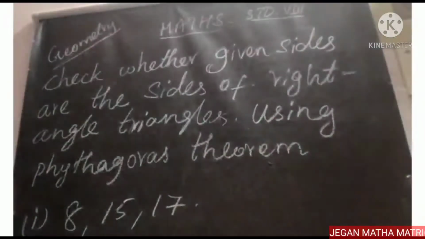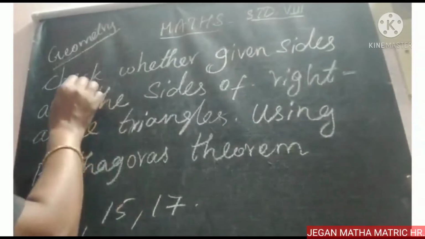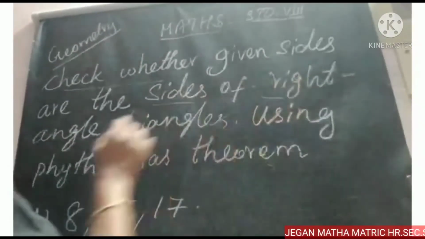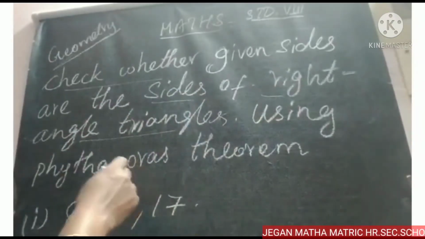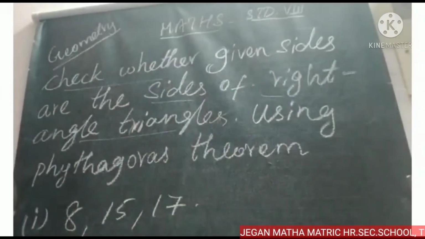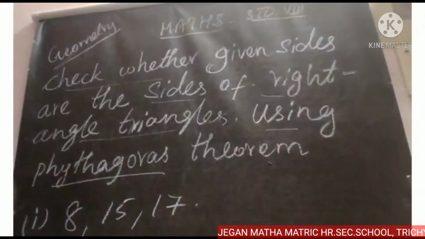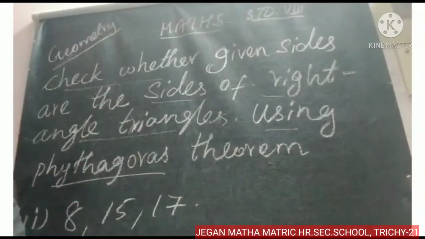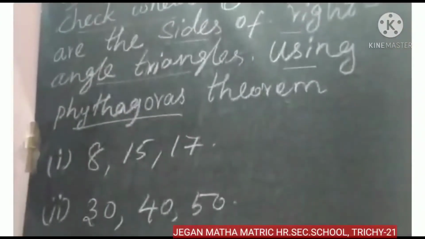Let us see the given heading. Check whether the given sides are the sides of a right angle triangle. Here three sides are given, so you have to find out whether the given sides are the sides of a triangle or not. You can do this by using the Pythagoras theorem only. By using the Pythagoras theorem, you have to find out whether the given three sides are the sides of a right triangle or not.